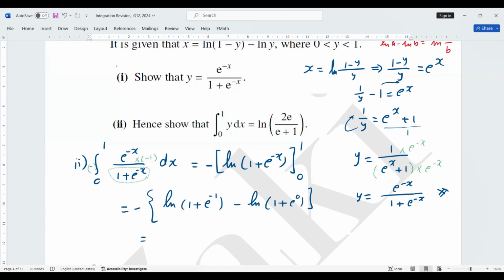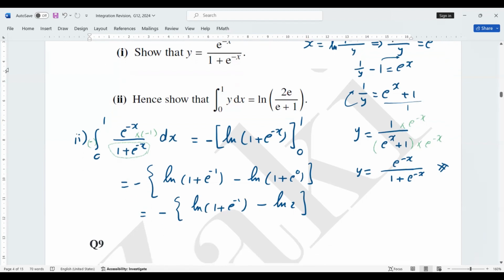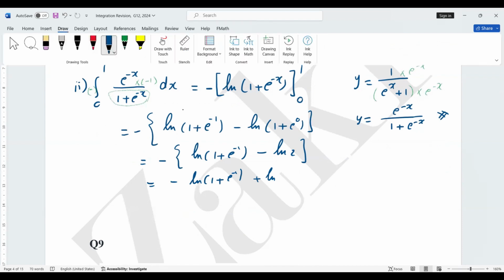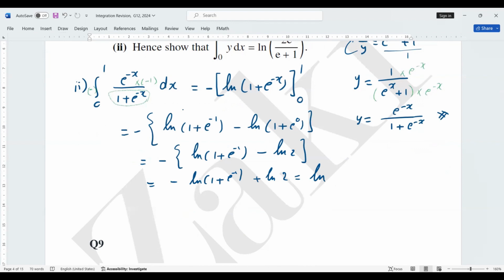Simplify negative ln(1 + e^(-1)) minus ln 2. Distribute the negative over this. When you distribute the negative sign, it will be negative ln(1 + e^(-1)) plus ln 2. We can simplify this as ln 2 over 1 + e^(-1).